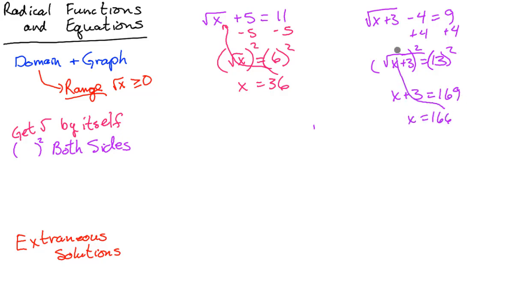And we can check that to make sure we didn't get an extraneous root. Square root of 166 plus 3, that's 169. Square root of 169 is 13. Minus 4 is indeed 9.